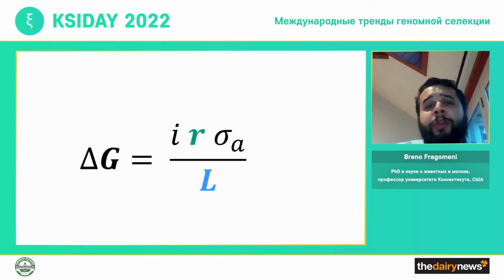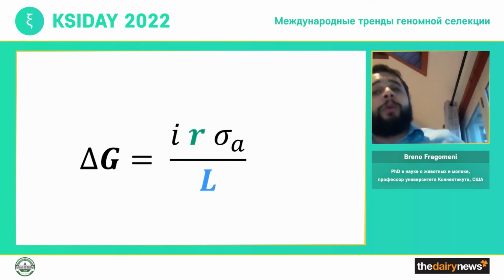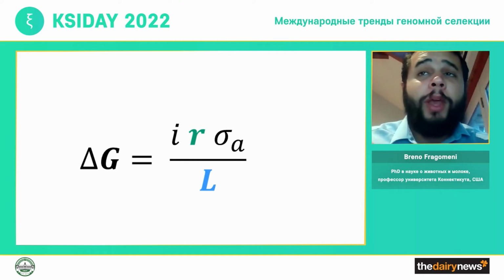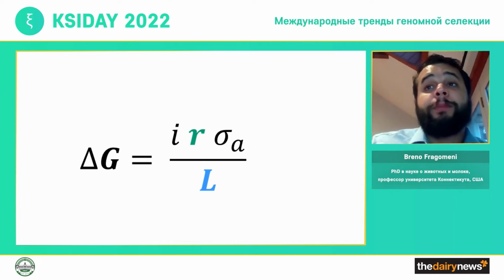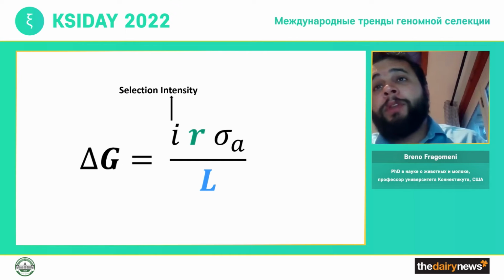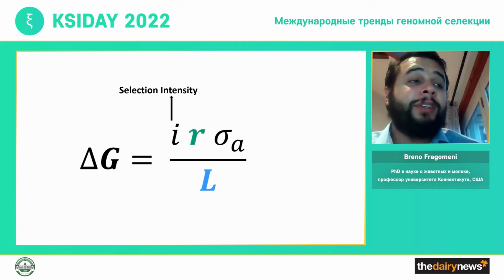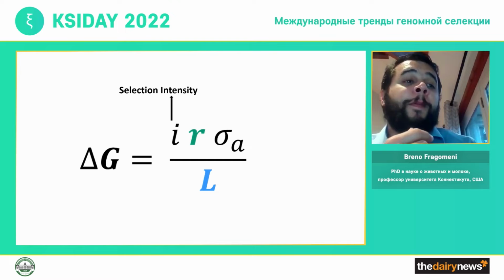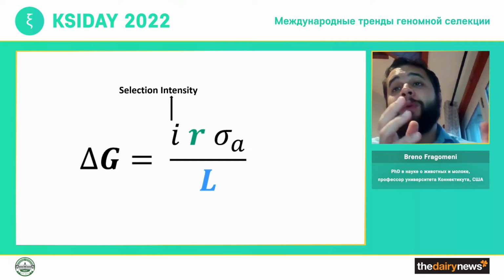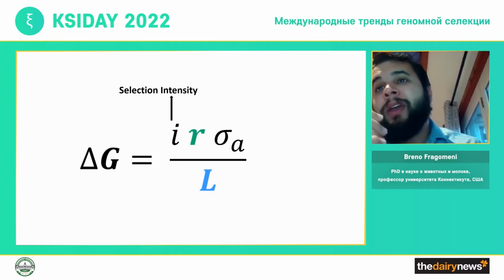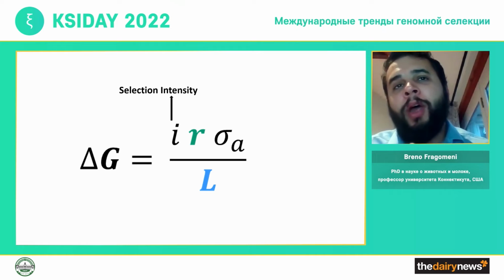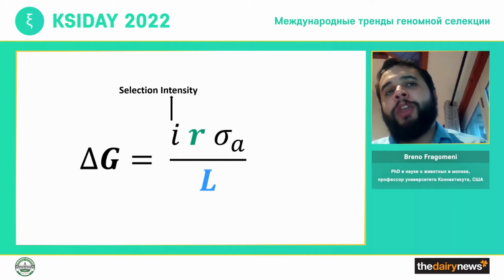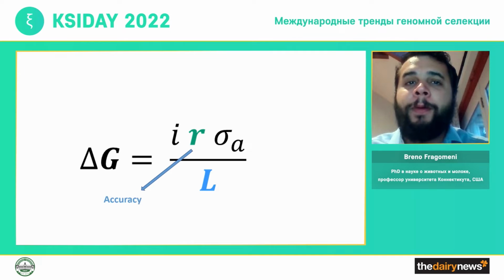So I like formulas, and that is the form that I call the breeder's equation. The breeder's equation measures this delta G here, which is the genetic gain per year that we observe. It is a consequence of selection intensity. So selection intensity is how intense our selection is. So the fewer animals we select, the higher the intensity will be. We cannot actually change it that much with genomic tools. We usually, with biotechnology for reproduction, mostly artificial insemination, that's the best way to increase selection intensity.